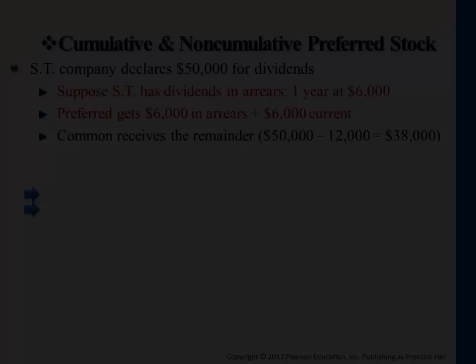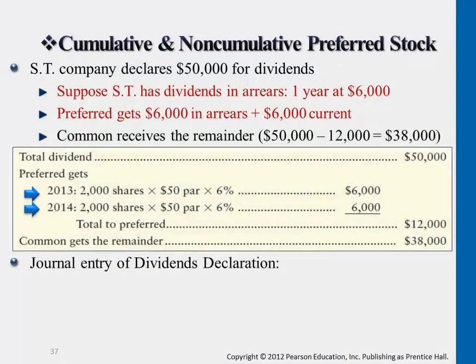Okay, let's move on to take a look at an example. Assuming that, again, a company declares $50,000 of dividends, same example, that preferred shareholders are still entitled to get $6,000 every single year. It tells you that this company has dividends in arrears for 1 year. That basically means last year they didn't give out any dividends. So there is an accumulated amount of dividends from last year that will be carried on to this year. That is what the first bullet point, dividends in arrears for 1 year, means.